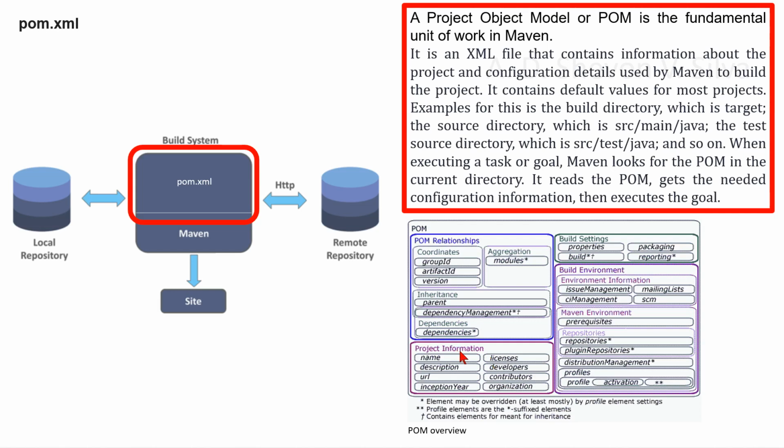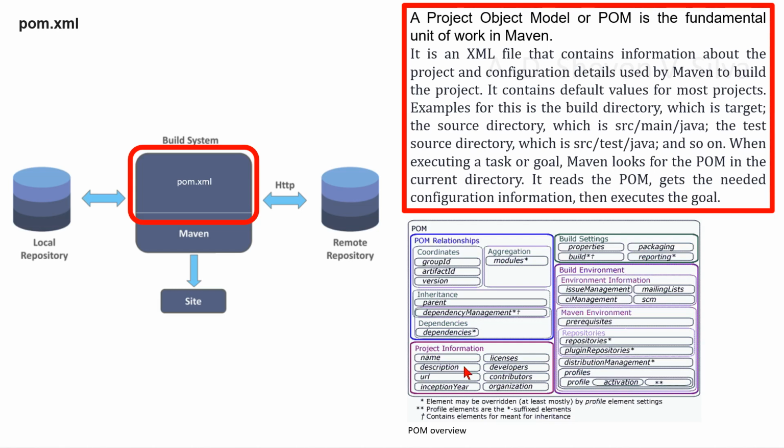Following are the simplest elements: name, description, URL, inception year. Name. Projects tend to have conventional names beyond the artifact ID. The Sun engineers did not refer to their project as Java 1.5, but rather just called it Tiger. Here is where to set that value.